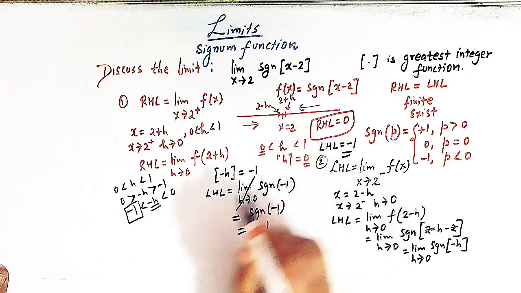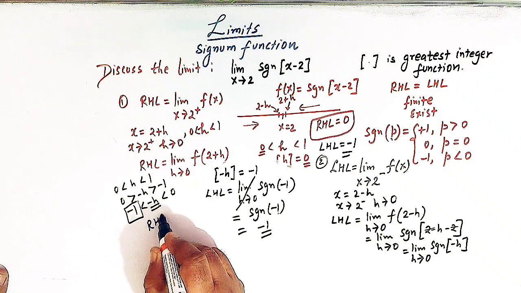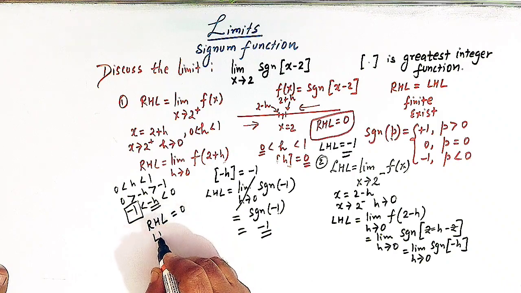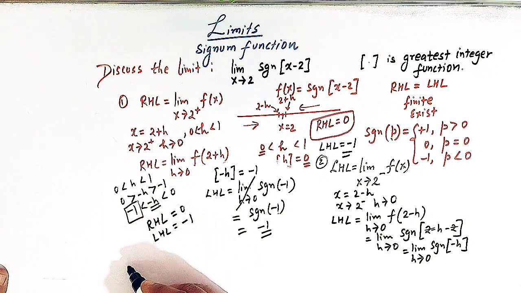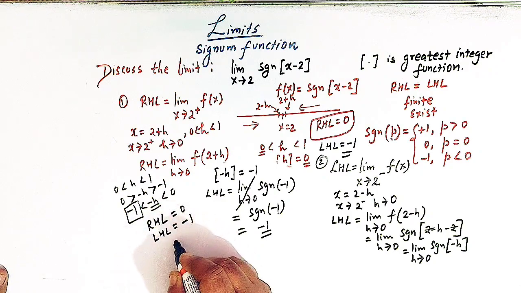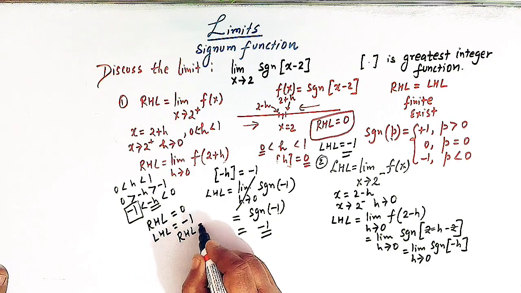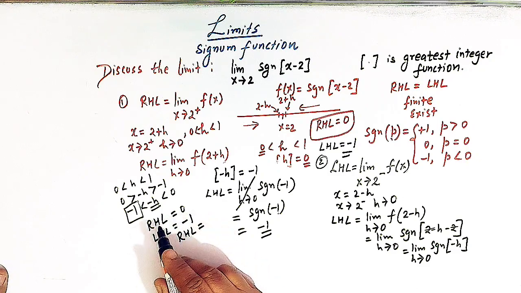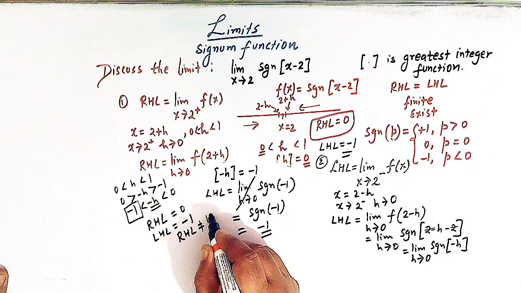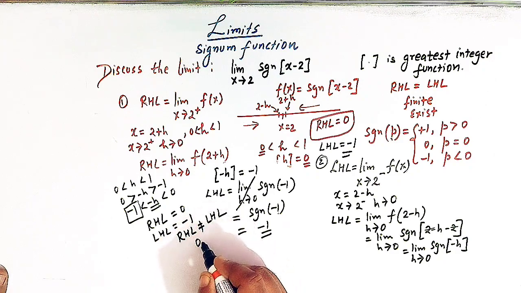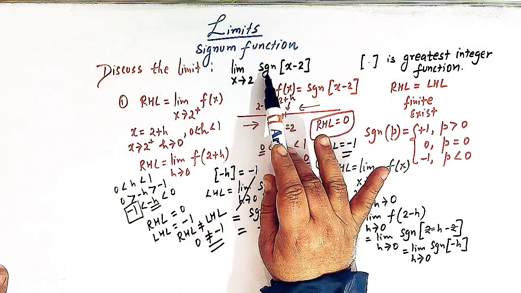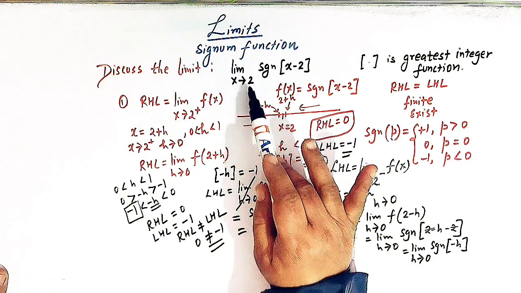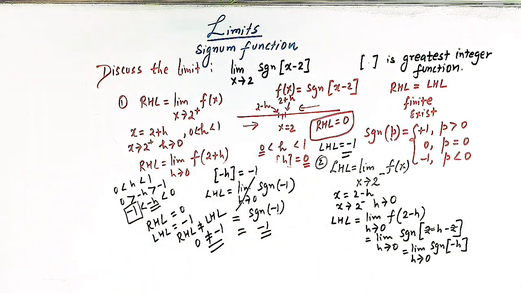Now we can see that both the limits, that is the right hand limit and the left hand limit, both exist and they are finite. But these two limits are not equal to each other. So the right hand limit is not equal to the left hand limit, because 0 is not equal to minus 1. So we can say that the limit of this function when x approaches to 2 does not exist.